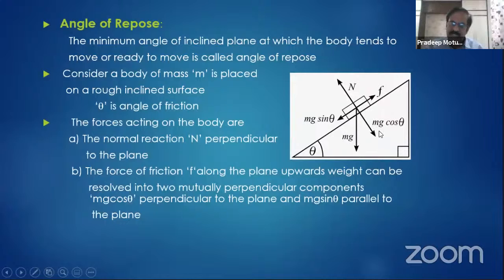So this is mg cos theta. This represents the force on the vertical side. It is mg sin theta. This is the force acting parallel to the inclined plane.